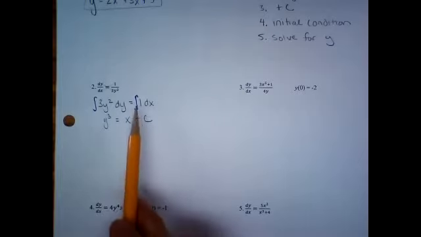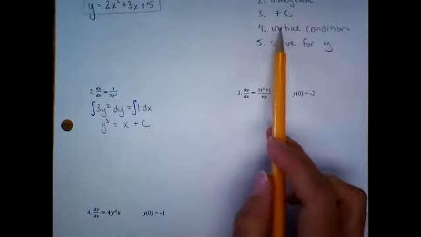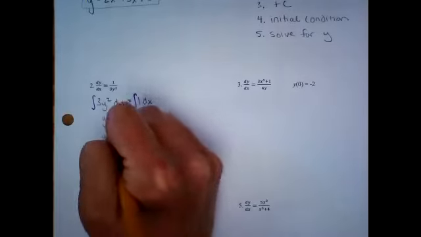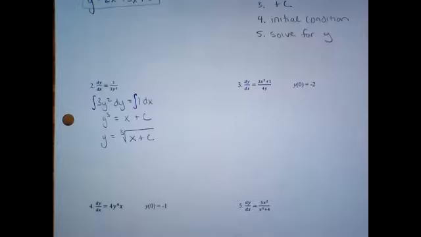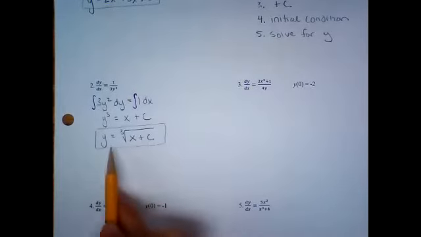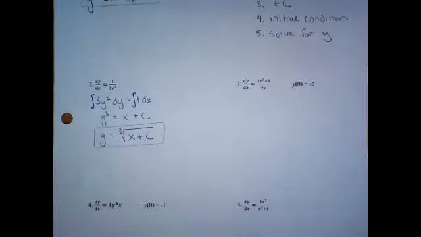Now, this one didn't have an initial condition, so we're just finding the general solution. We're going to skip this step and just solve for y. To get y by itself, we would do the cube root. So it's the cube root of x plus c, and that is your answer. Again, remember, this is actually an infinite number of solutions because c could be any number. So it's the general solution.